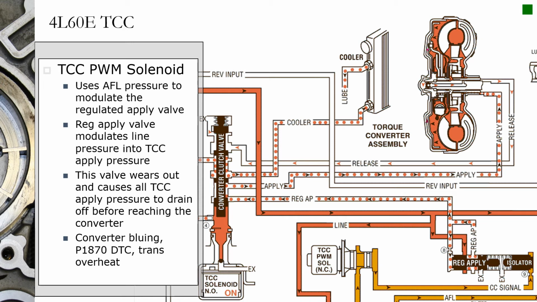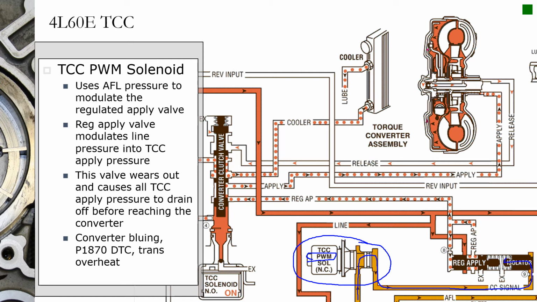The PWM solenoid, or what it's also called in scan tools, the control solenoid, as you would think with the term control solenoid, it's responsible for controlling how much pressure is on the torque converter clutch piston, and it can regulate it. Since it's pulse width modulated, it can change the pressure as needed. And what they're doing is they're taking AFL pressure, and as they pulse the solenoid on, they're creating what they call a CC signal, or converter clutch signal pressure.